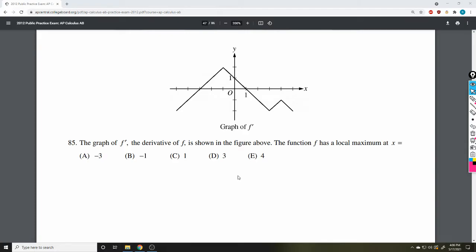More max and min. Local maximum should mean that f prime goes from positive to negative. And so that graph of f prime is going from positive to negative at 1. Next.